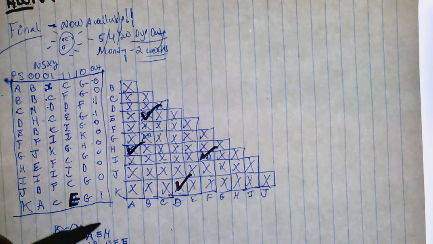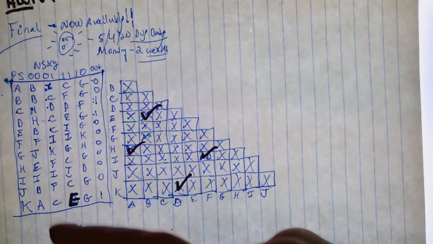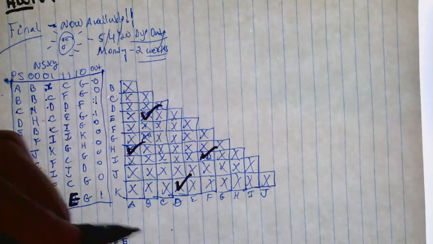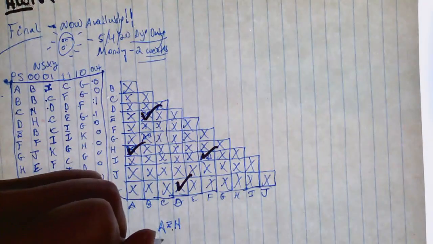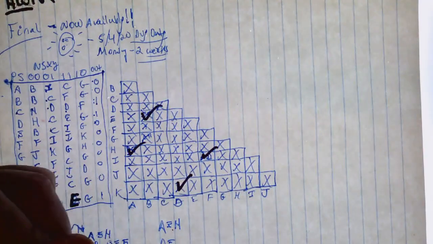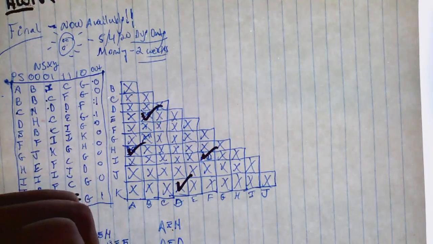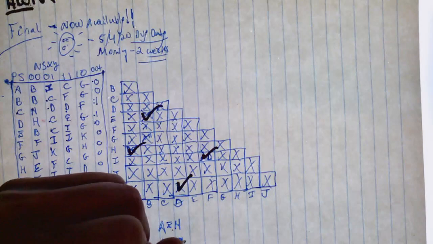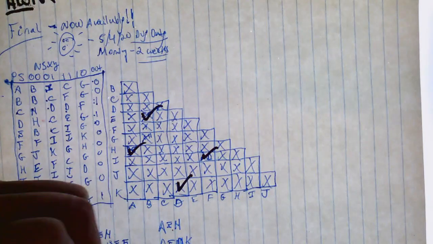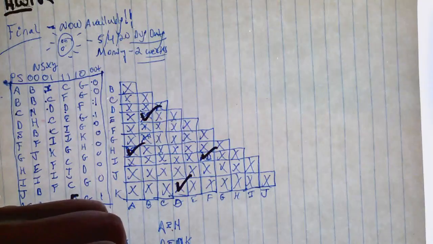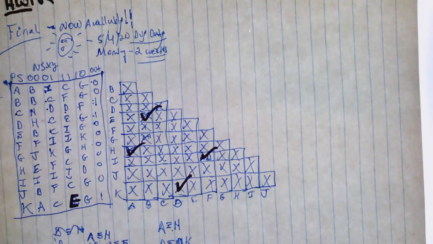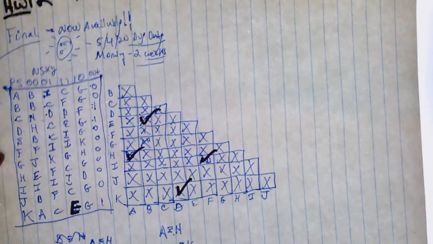So that says A is equal to H, D is equal to K, F is equal to I, and B is equal to E. I wonder what other reductions we might have missed. Well, we'd have to go through.